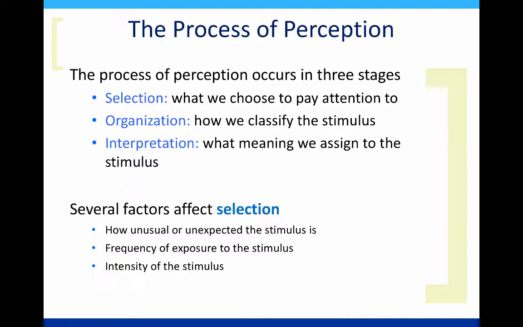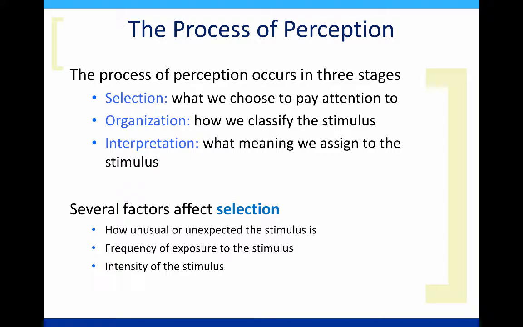The process of perception consists of 3 stages. Now, these stages happen so quickly that they're almost simultaneous, and we generally don't think about or even notice them, we just react to them. These stages are selection, which is what we choose to pay attention to, organization, the way we classify the stimulus, and interpretation, which is the meaning we assign to it. Let's look at all of them.